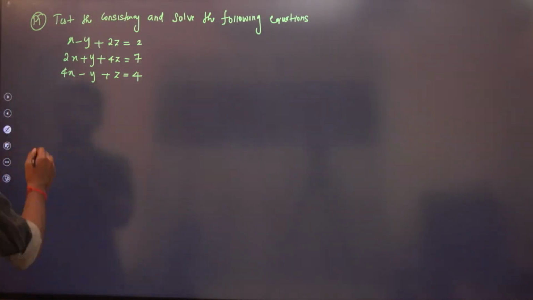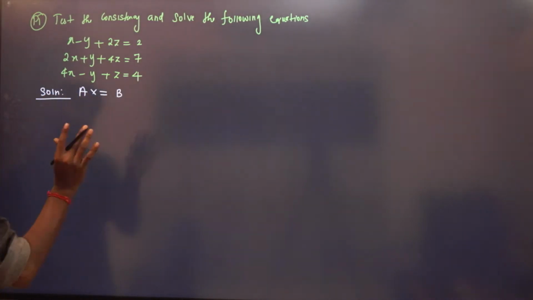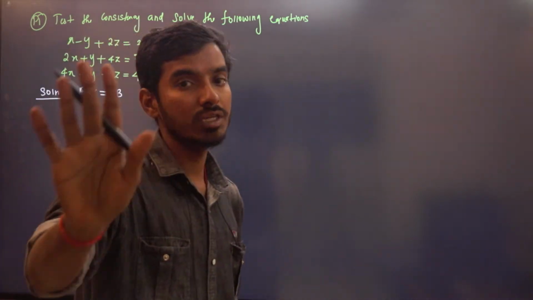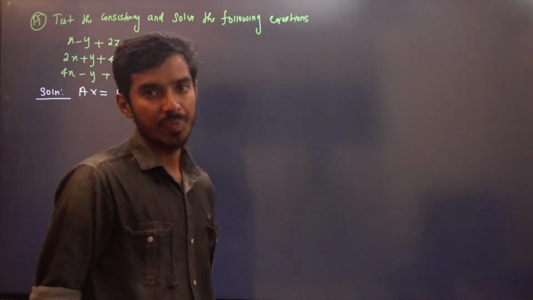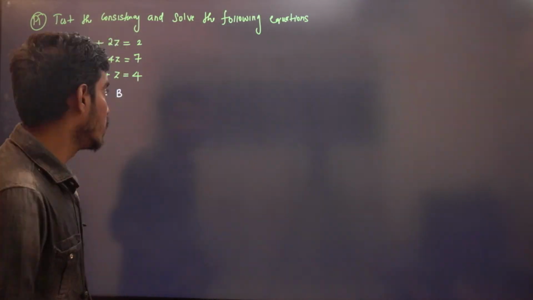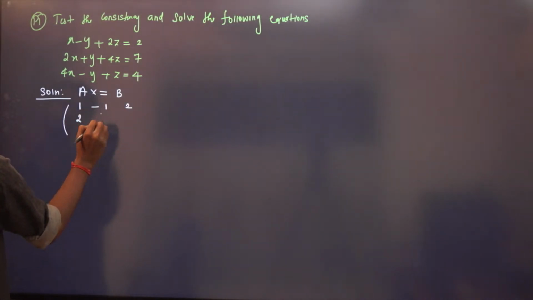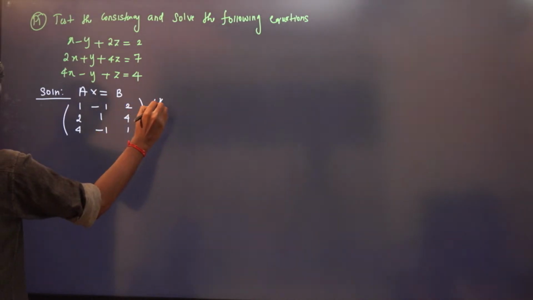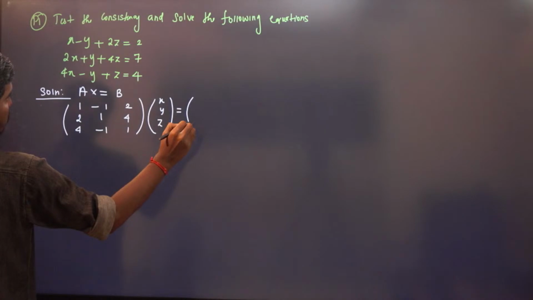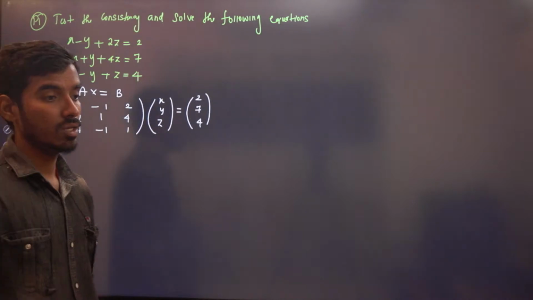So first you write Ax equal to B. But first we have to identify whether it is homogeneous or non-homogeneous. It is non-homogeneous because our output vector is a non-zero vector. If all are 0, it is homogeneous. So what is A here? A is 1 minus 1 2, 2 1 4, 4 minus 1 1. The variables are x, y, z. The output vector is 2, 7, 4.